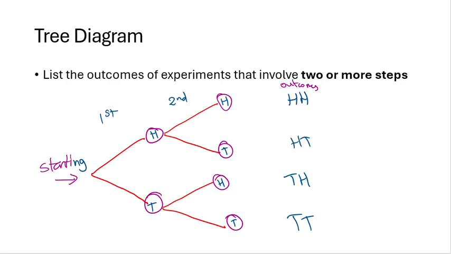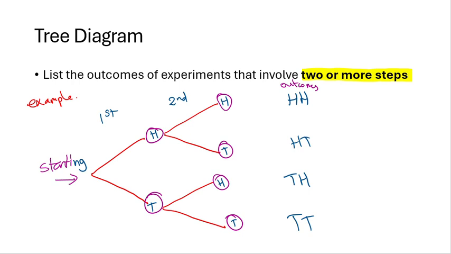A tree diagram, you typically use it to list outcomes of experiments that involve two or more steps. It's very similar to your two-step experiment, but you can pretty much keep drawing the tree diagram, so you could have a third step as well. We're just sticking with two for now. Make sure you draw this tree diagram like the one I've got below. This is just an example, okay?